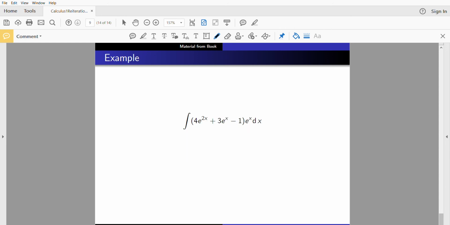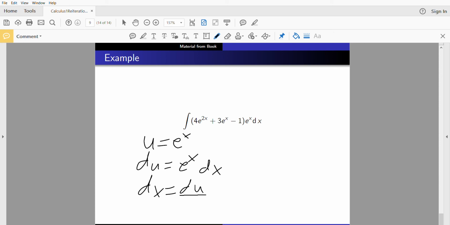So let me just give you an example here. What I might take here is I might take u to be e to the x. So that means that du is, again, the derivative of e to the x is e to the x, dx. And that means that dx is just du divided by e to the x. Okay, so now comes the substitution part. So I plug in u and dx into my expression here.